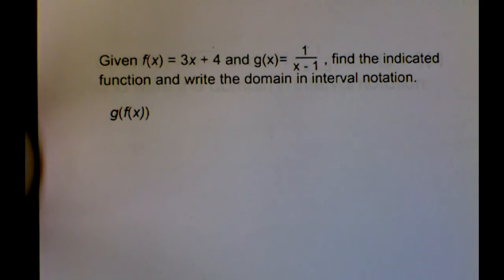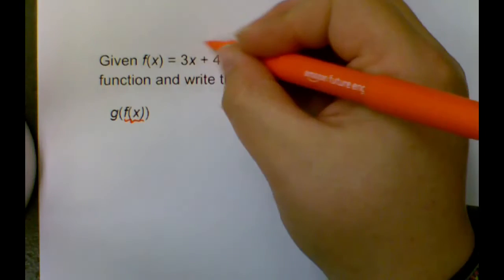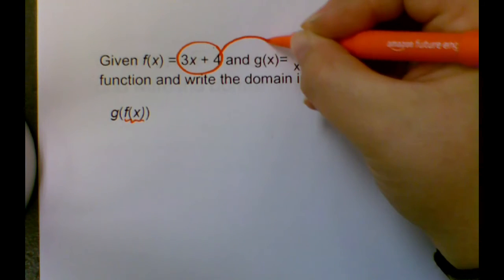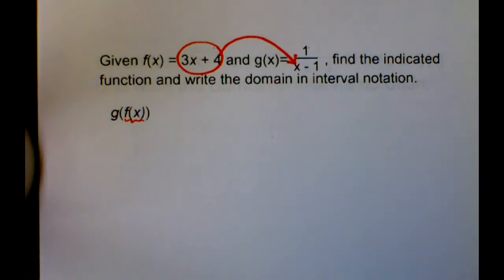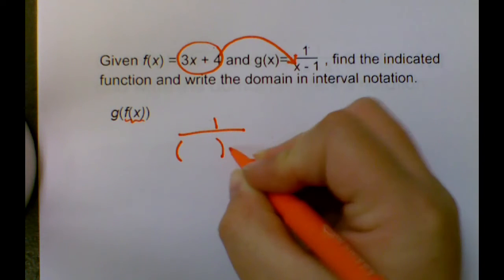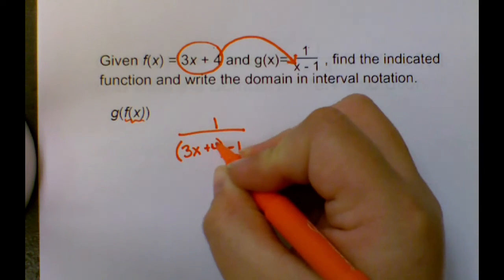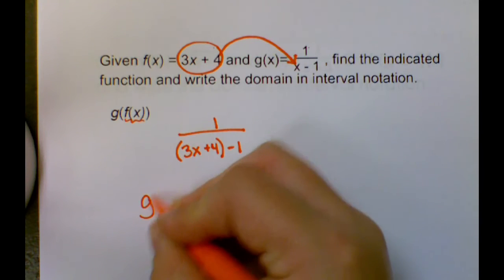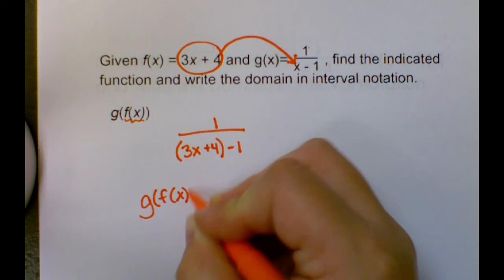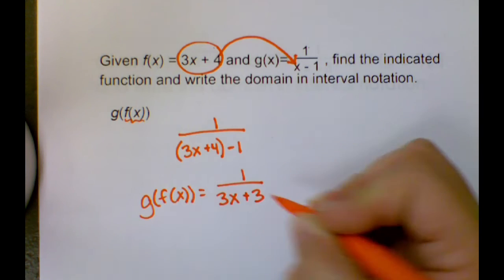This time we wrote it in a different format, but it's the same problem. f of x is on the inside this time. So I take f of x and I plug it in to g of x. So I'm going to have 1 over something minus 1. That something is the 3x plus 4. So g of f of x is 1 over 3x plus 3.